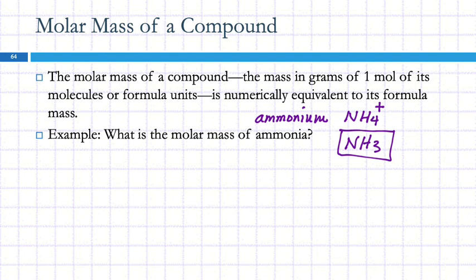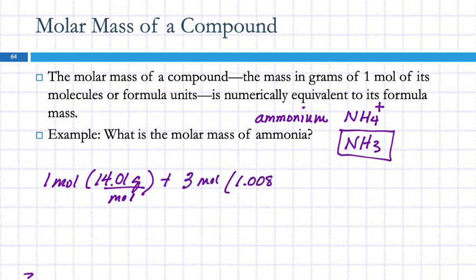So the molar mass, here we're talking about 1 mole of ammonia. So in 1 mole of ammonia, how many moles of nitrogen? Just 1. It's just like looking at the formula. There's 1 N in the formula, so there's 1 mole of nitrogen. And each mole of nitrogen weighs 14.01 grams. And 3 moles of hydrogen times the mass of a mole of hydrogen. And units work out.